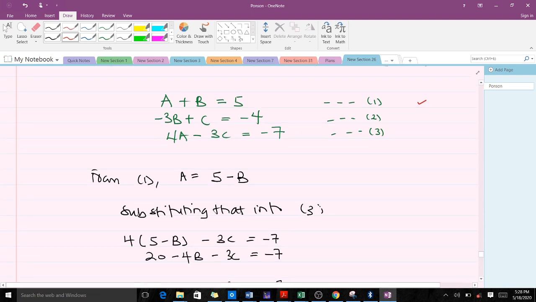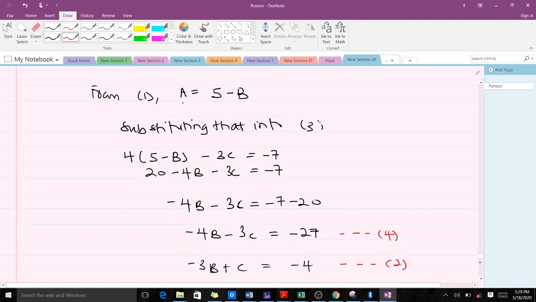So from our first equation, making A the subject, you can see A is equal to 5 minus B, and we would like to substitute that into equation 3. So wherever you find A, we put 5 minus B there. So making that substitution, you are going to get 4 times 5 minus B minus 3C equals negative 7. Then when you do this multiplication, you get 20 minus 4B minus 3C equals negative 7.